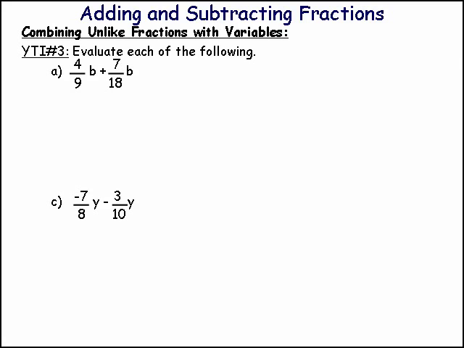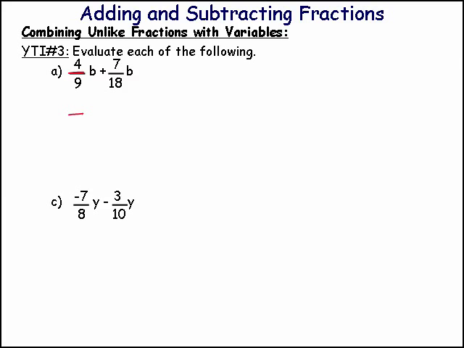Our next set of examples is evaluate 4/9 b plus 7/18 b. Again, these have variables now. That's okay, don't worry about the variables being there. You just have to worry about getting the least common denominator. Let me write this in.